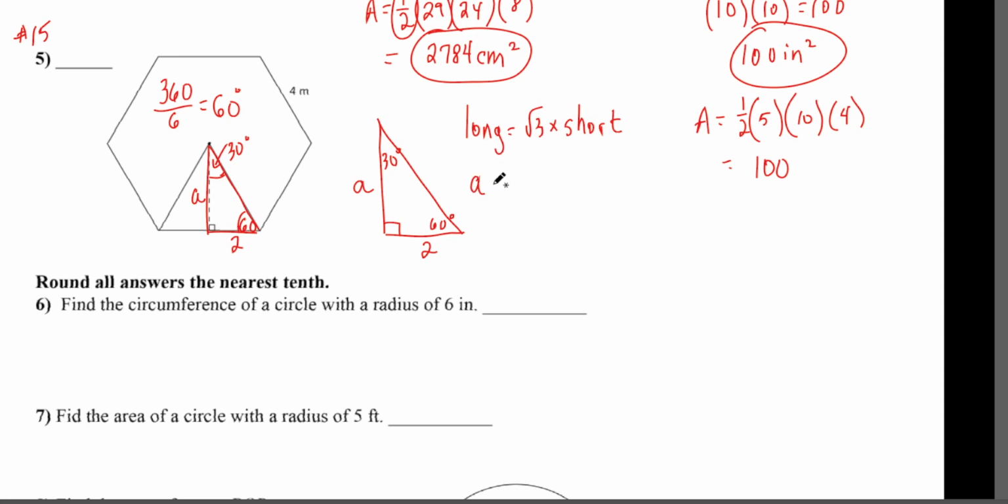What's the long leg? A equals the square root of 3 times the short leg. What's the short leg? Times 2. I don't write it like that. Let's write it a little bit nicer. The 2 would go first, square root of 3. Now, is that my answer? Do I circle it? Do I move on? No, because I got to find the area of this triangle.